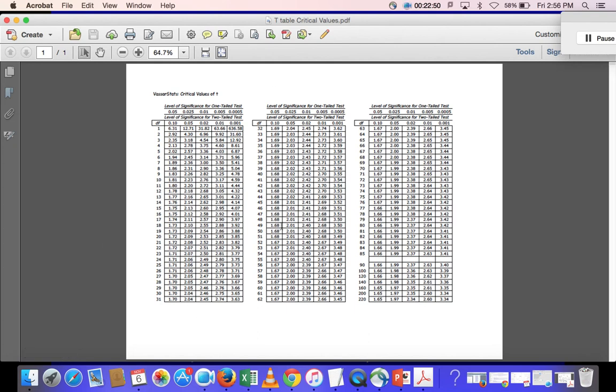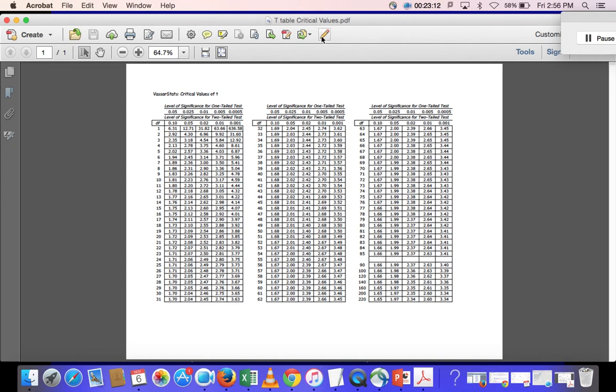So here we're going to have our critical value sheet. And here what we want to do, just as we did with our unit normal table, is find the boundary of where my region of rejection begins. In other words, I want to find my critical value so that I know where to look on my distribution to see where my region of rejection is going to begin.